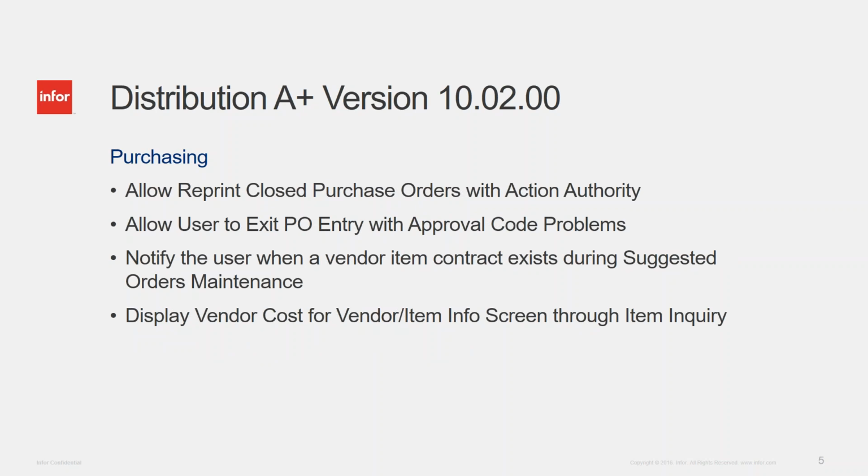Purchasing projects include allow reprint of closed purchase orders with an action authority, allow the user to exit PO entry with approval code problems, notify the user when a vendor item contract exists during suggested orders maintenance, and display vendor cost for vendor item information screen through item inquiry.